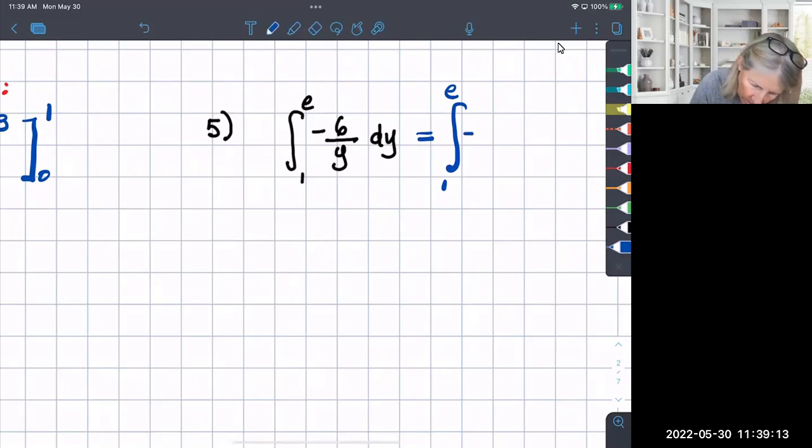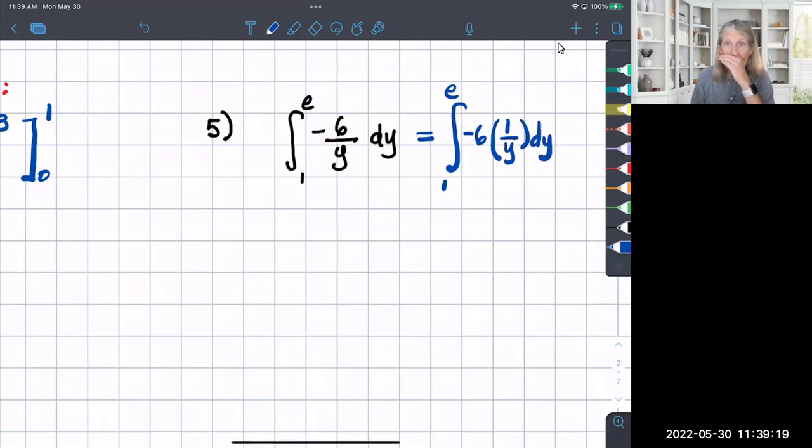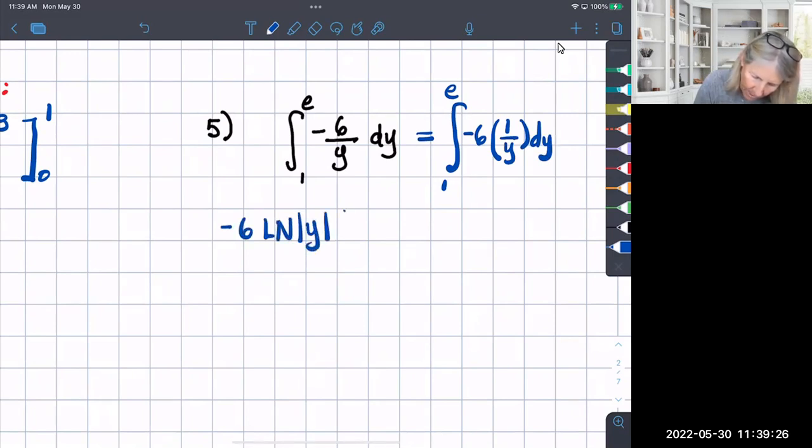I'll write it like this just so you can see. So it's as if you have a -6 and then a 1/y dy. So the antiderivative will be -6 natural log of y. And that will have to be evaluated from 1 to the letter e. Well, I say letter, the number e. Okay, so let's plug in.